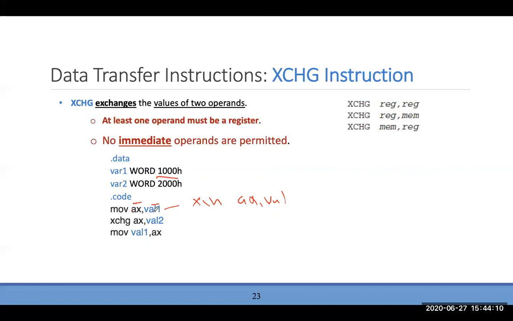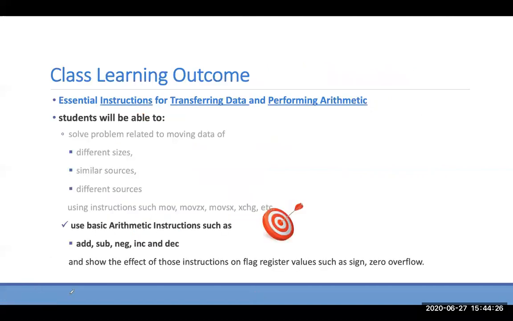If you don't want to do it, then you're going to move it to AX, and then you're going to exchange val2 with AX. That way you're going to make this one 1000, this one 1000, but you don't change val1. Do you see what I'm talking about? So you can do it in this way, or you can do it in one line, the way that you saw right here.